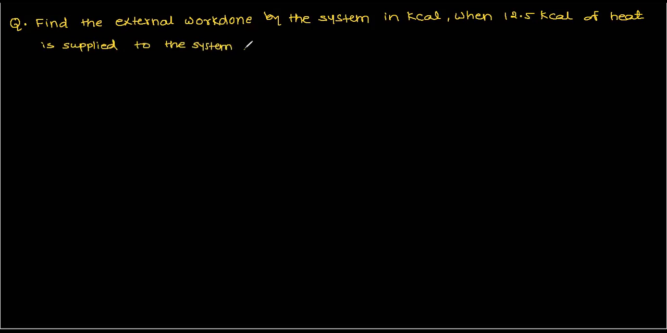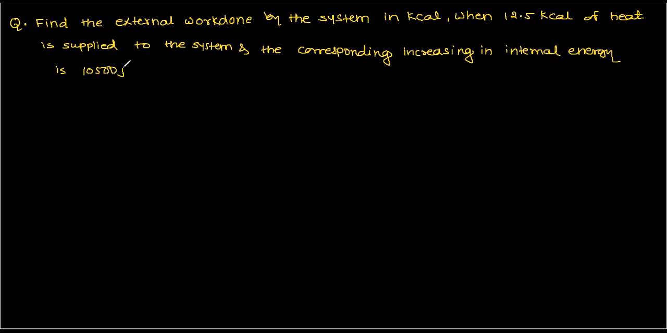And the corresponding increase in internal energy. This problem we have already solved. Just plus to minus we have to change. Internal energy is 10,500 joule, and they have given J is equal to 4,200 joule per kilocalorie.